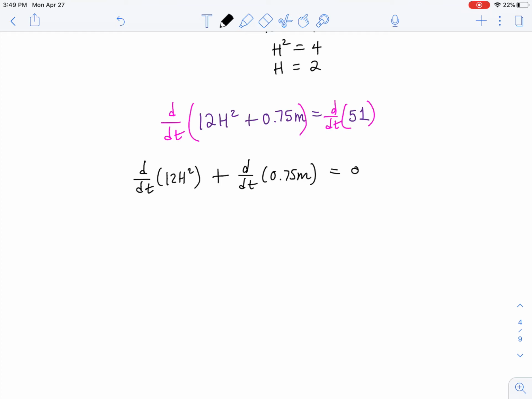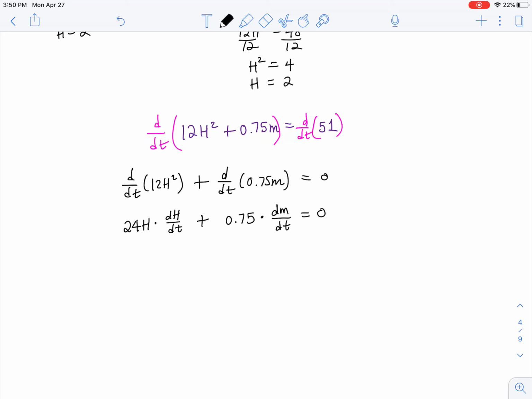Now, we are differentiating 12h squared with respect to t. So first we use the extended chain rule. We're going to have 24h to the first power, but multiply this by what? We have to use the chain rule and differentiate the inside function h with respect to t. And that is simply going to be dH dt. Plus, let's do the second one. I'm going to have 0.75m to the 0 power, so that's just going to be that. But don't forget to multiply by the derivative of m with respect to t, which is dm dt, and that equals 0.